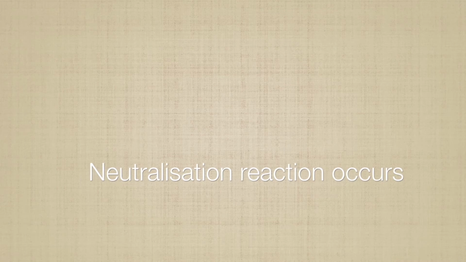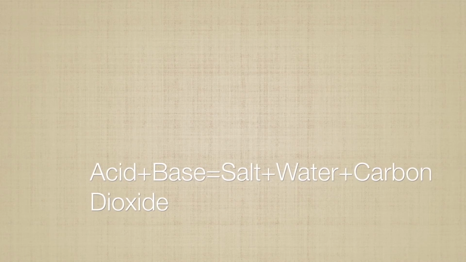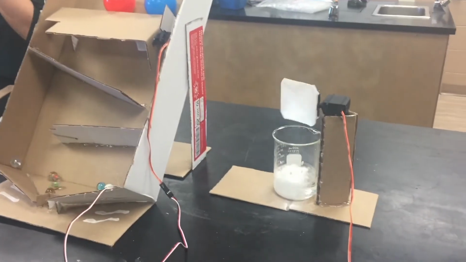The weigh boat contains baking soda, which is basic, and the solution in the beaker is vinegar, which is acidic. When the base is dropped into the acid, a neutralization reaction occurs, producing a neutral solution of water and salt, and carbon dioxide. The gas forming can be seen as the solution quickly foams.